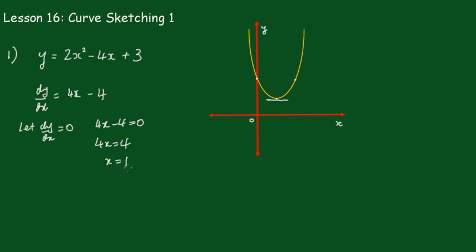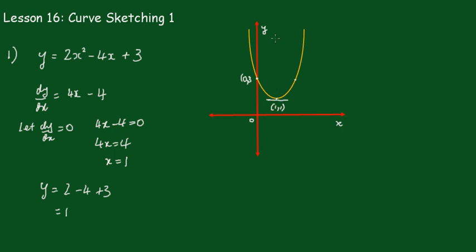So when x equals 1, we then need to find the y value. So we'll substitute that back into the original equation, and we get y is equal to, putting 1 here and squaring it, 2 minus 4 plus 3. So the y value is 1. So the coordinates of the vertex are 1, 1. Now obviously we need to have more points than that. This is a very convenient point to find because when x equals 0, all these go out, and we get that y is equal to 3. So this is the point 0, 3.